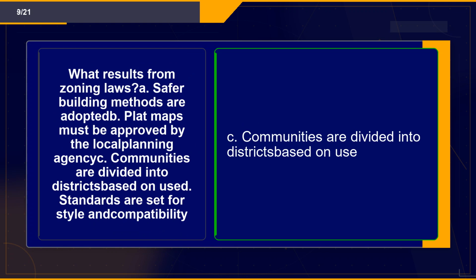Flashcard 9. Term. What results from zoning laws? A. Safer building methods are adopted. B. Plat maps must be approved by the local planning agency. C. Communities are divided into districts based on use. D. Standards are set for style and compatibility. Definition. C. Communities are divided into districts based on use.